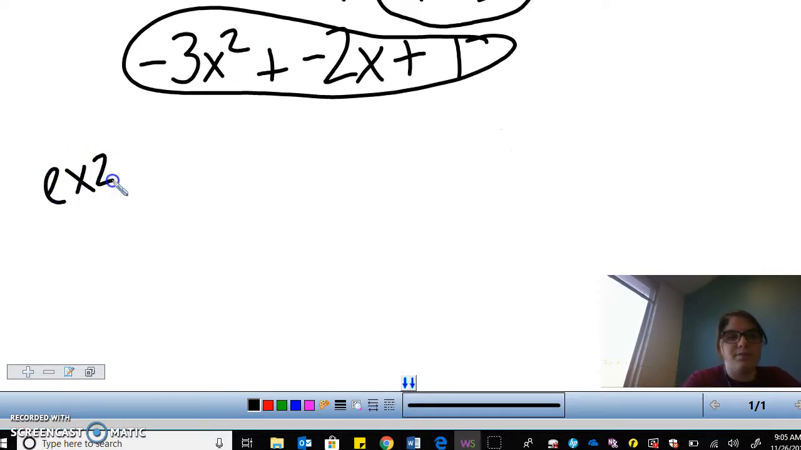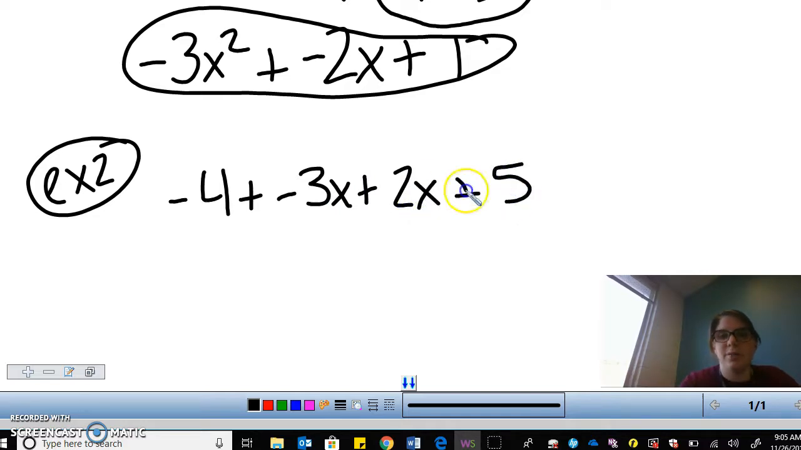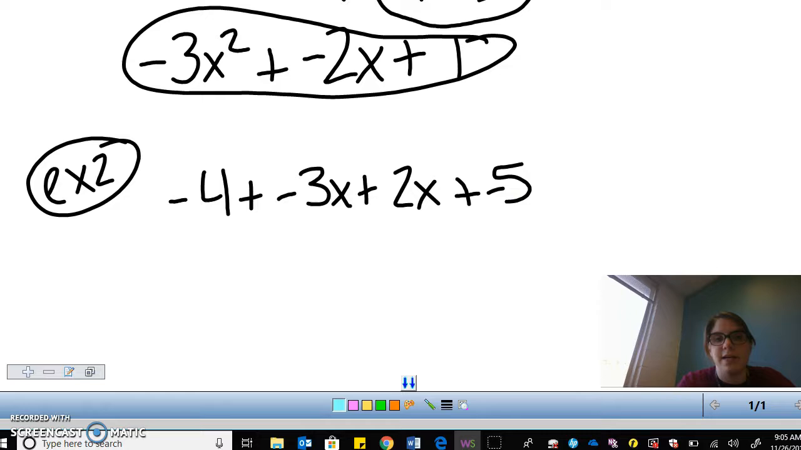So example 2, if I have negative 4 plus a negative 3x plus 2x minus 5. Well, actually, we'll change this to a plus and negative 5. All right, well, let's see where we have subtraction. Well, in front of my negative 4, that's a negative sign, plus a negative 3x, so that's not subtraction, plus 2x, plus a negative 5. Okay, so there's nowhere that I need to keep change because there's no subtraction.